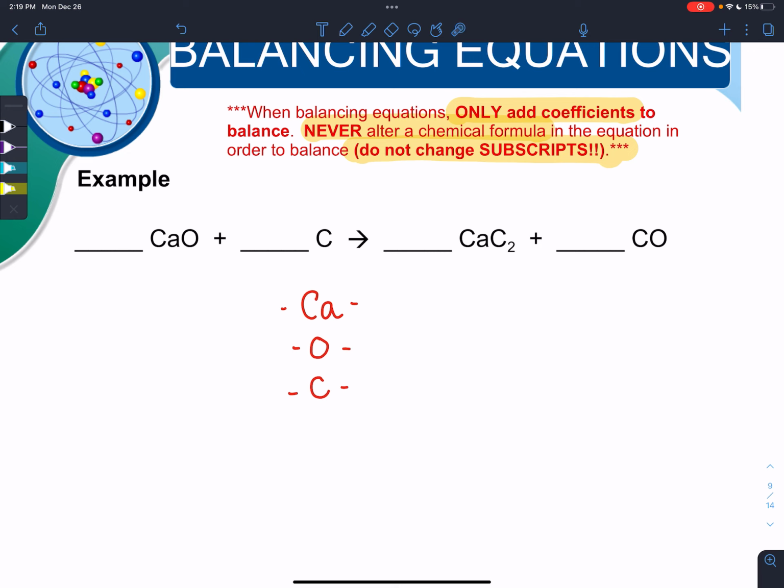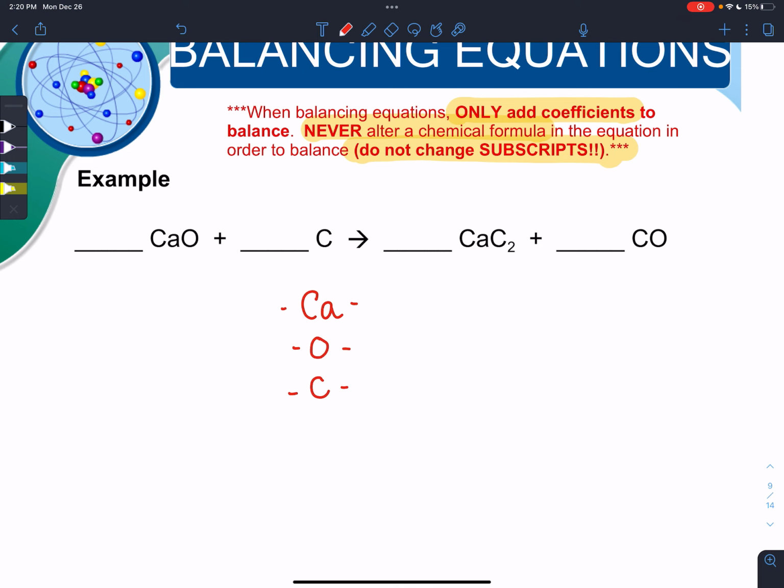All right, on the left-hand side, I've got 1 calcium. On the right-hand side, I have 1 calcium. So far, so good. On the left, I've got 1 oxygen. On the right, I have 1 oxygen. Still good. Then I have 1 carbon here, but on the right, I have 2 carbons. Uh-oh. So there's my problem.